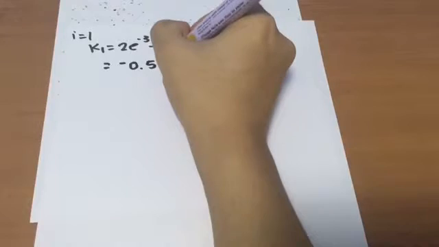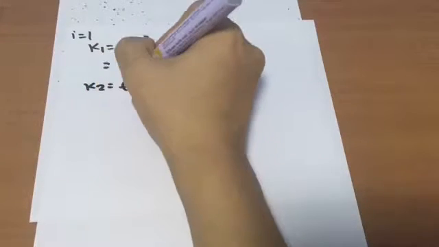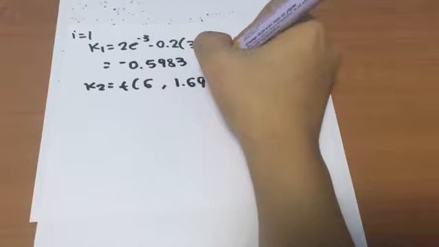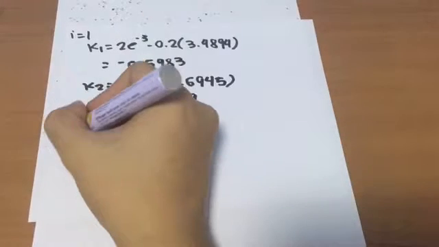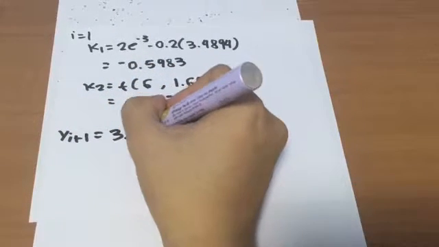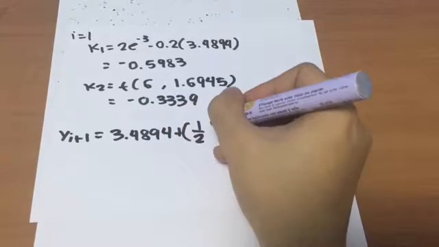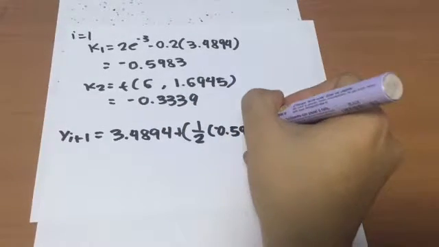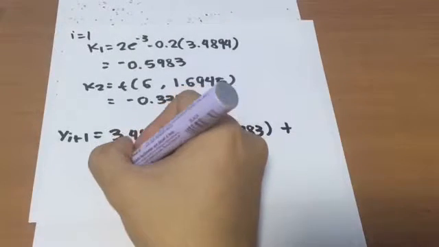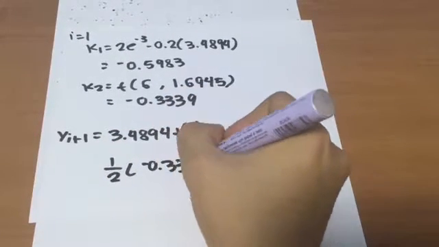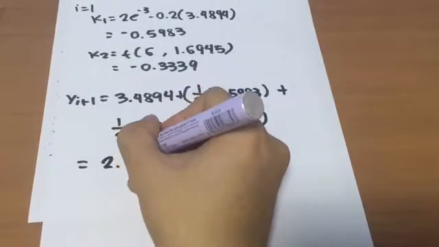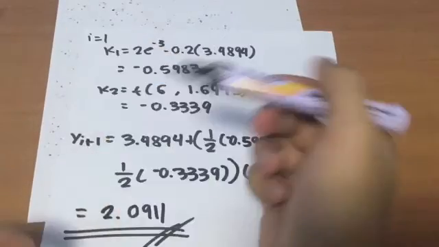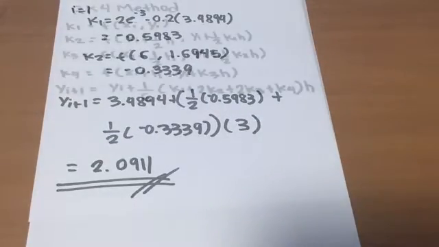So we have a k1 of negative 0.5983, and our k2 would be the function of 6 and the function of 1.6945, and we have negative 0.3339. Okay, so we have here our yi plus 1. Let's hope that it will be closer to our true value. Okay, times 3. The answer will be 2.0911. Okay, for our Heun's method, that will be it.